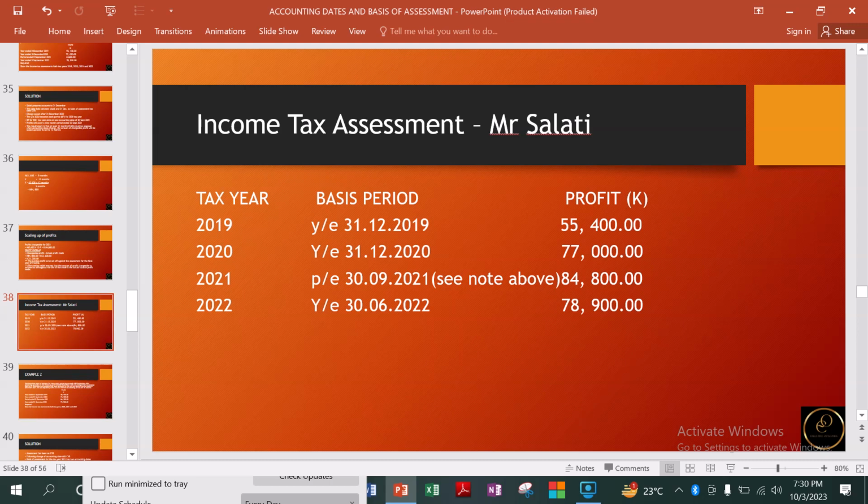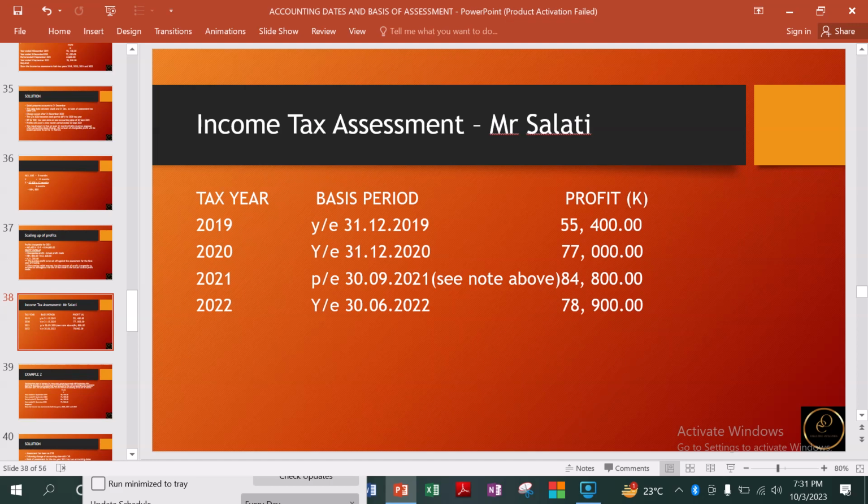For the year ended 31st December 2019, this is the current year basis, meaning that the same year in which the profit is generated is the year in which the tax will be assessed, 2019. The figure is 55,400. In the following year, we have the year ended 31st December 2020. Again, it is the current year basis, because the accounting date is 31st December 2020. So the profit we generate in this period is assessed in the year of generation, which is the 2020 tax year.